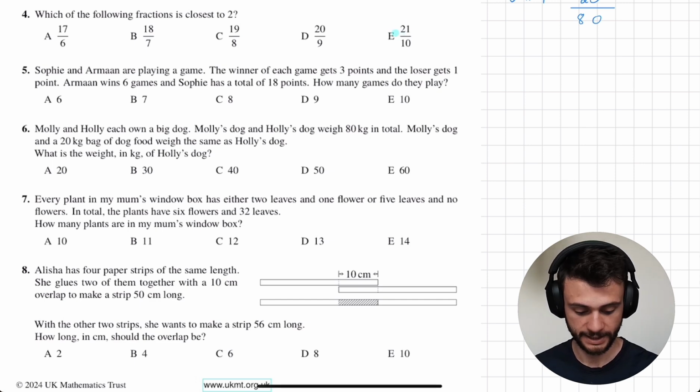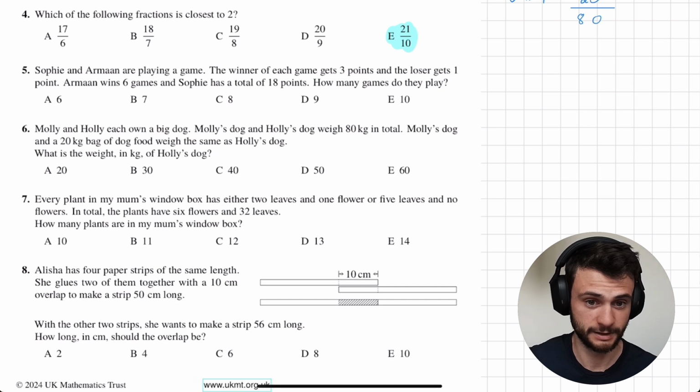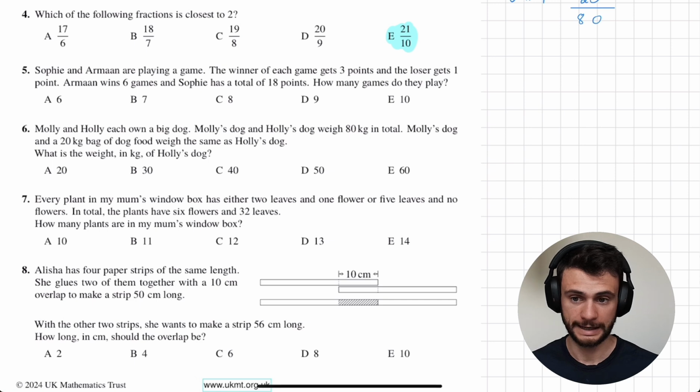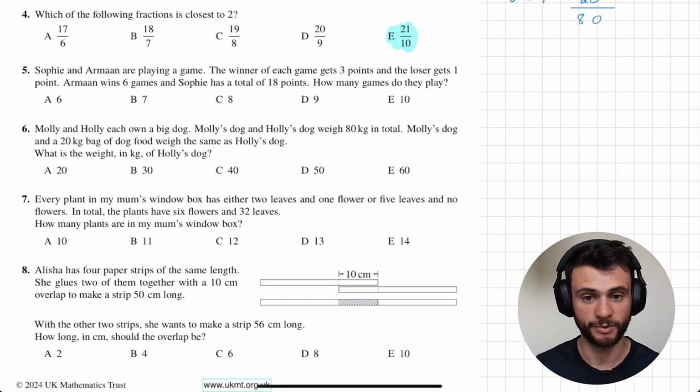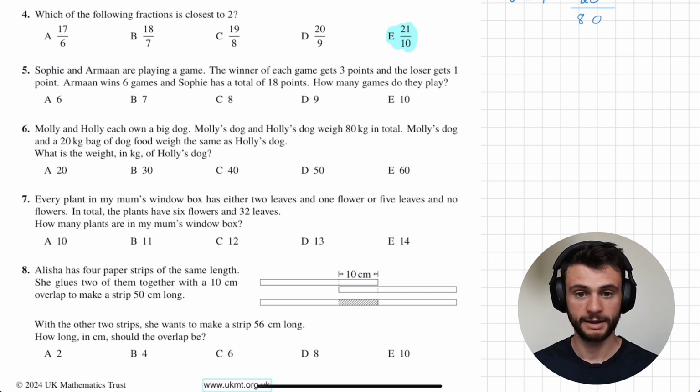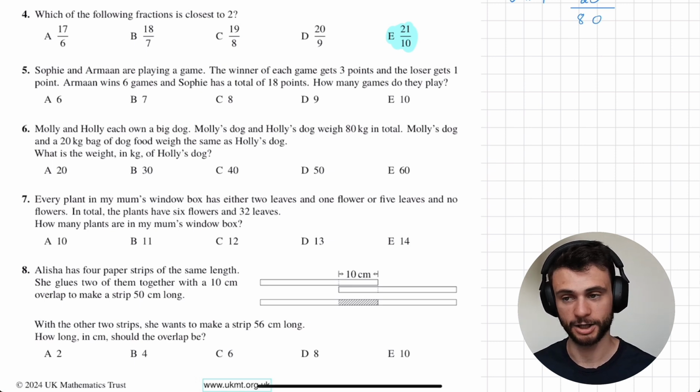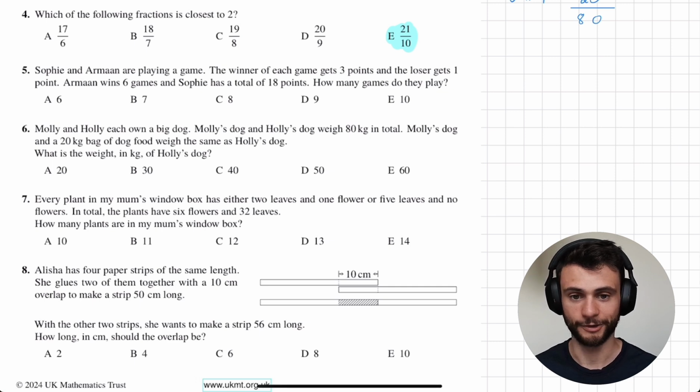So if we look over here at E, that's going to have the smallest part size. So that's 1/10 away from 2. And all of the other ones are going to be more than 1/10 away from 2 because the part size is larger. 1/9 is larger than 1/10, so is 1/8, so is 1/7, so is 1/6. And you keep getting larger as you go towards the values on the left.